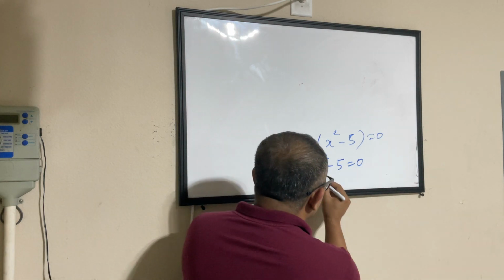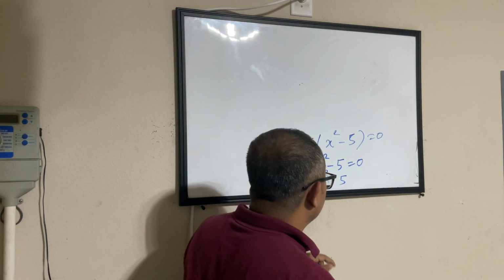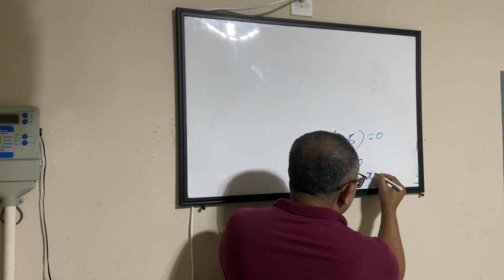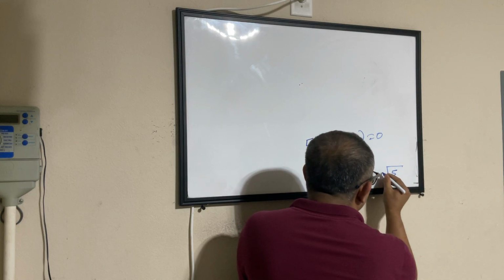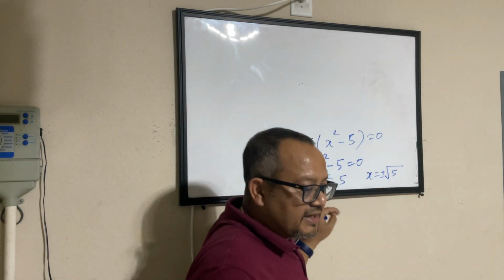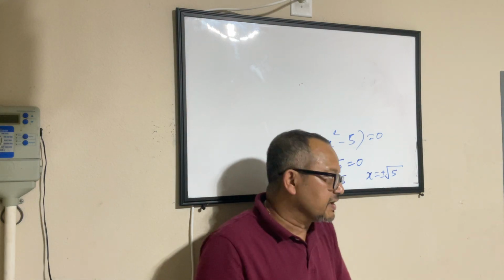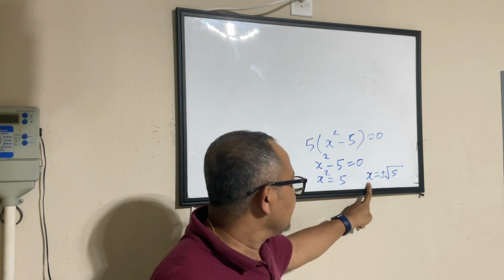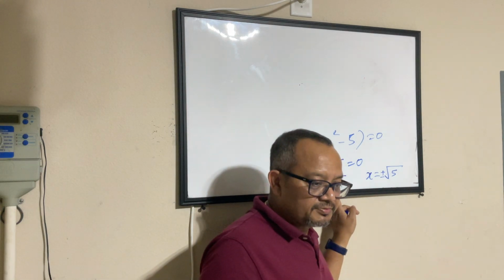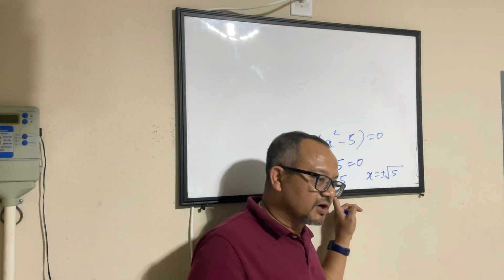If I have to solve for this, this is what I will do. x squared equals 5. So that means x equals plus and minus the square root of 5. That becomes my solution. So this is one flavor of a quadratic equation where you can find the value of x by doing the square root alone.